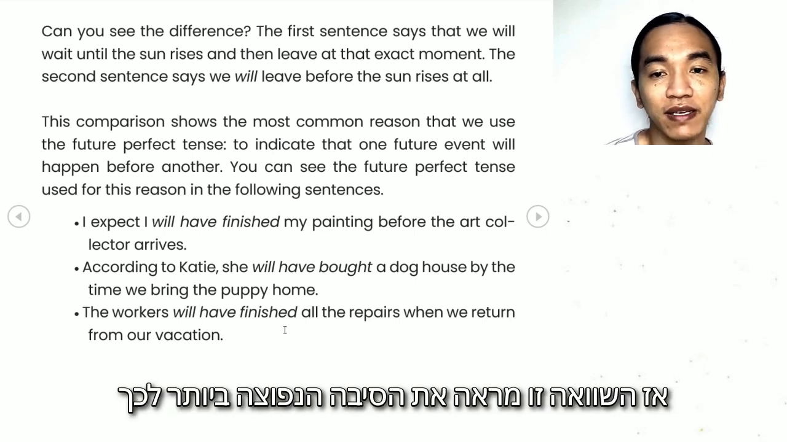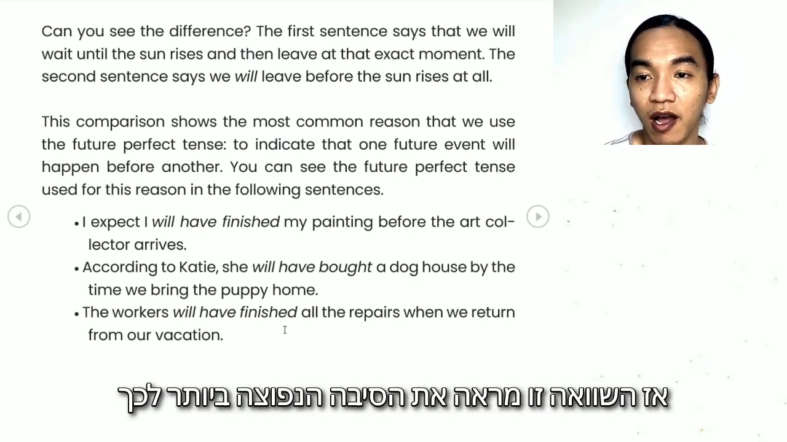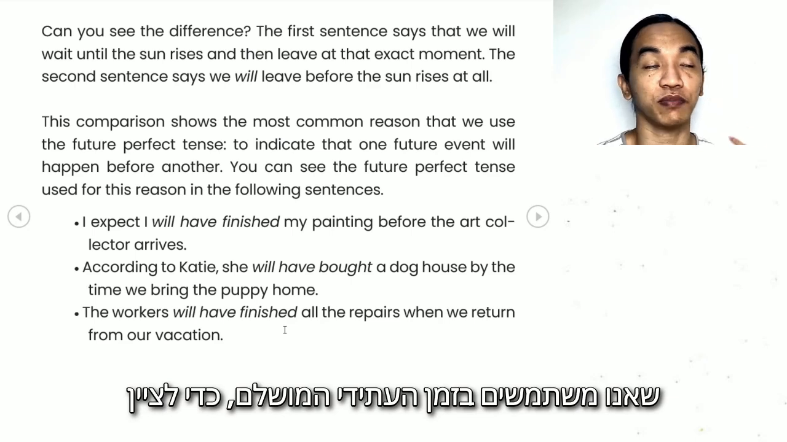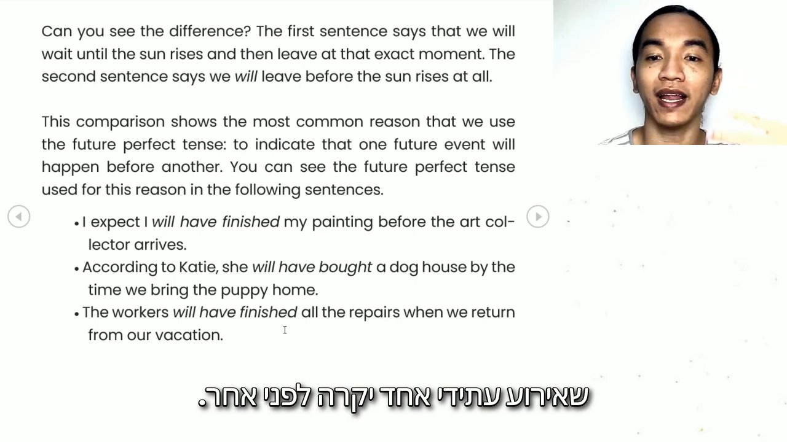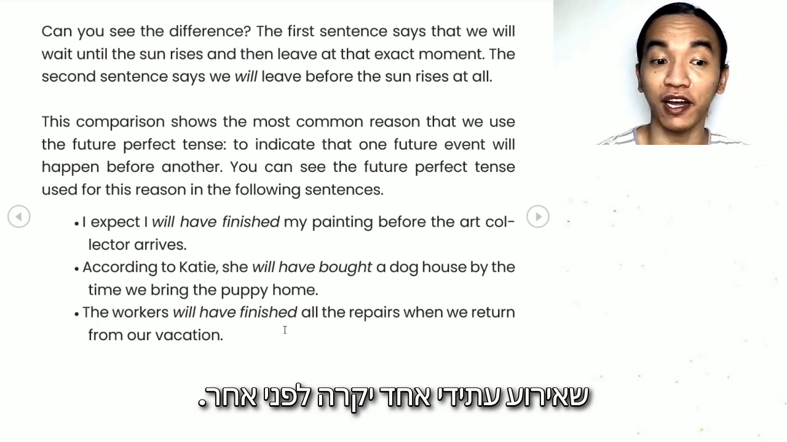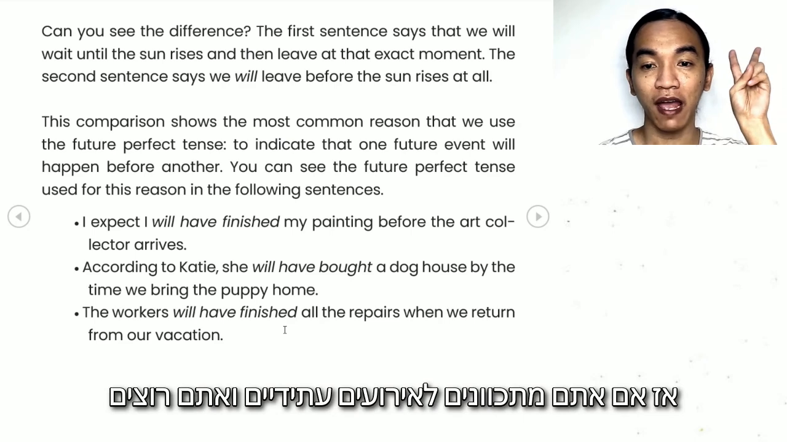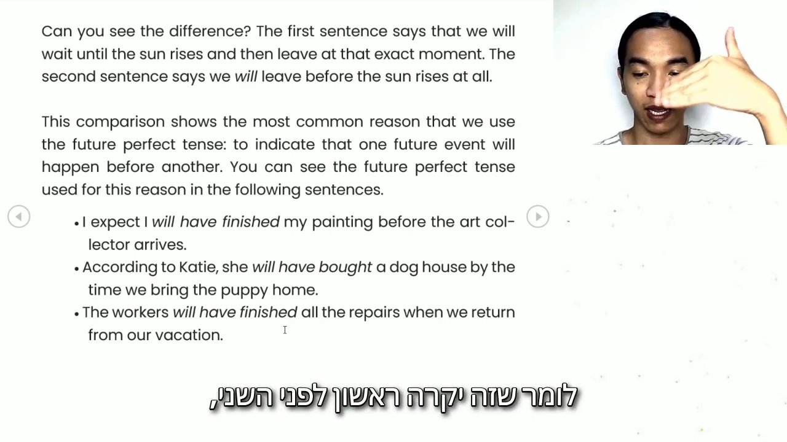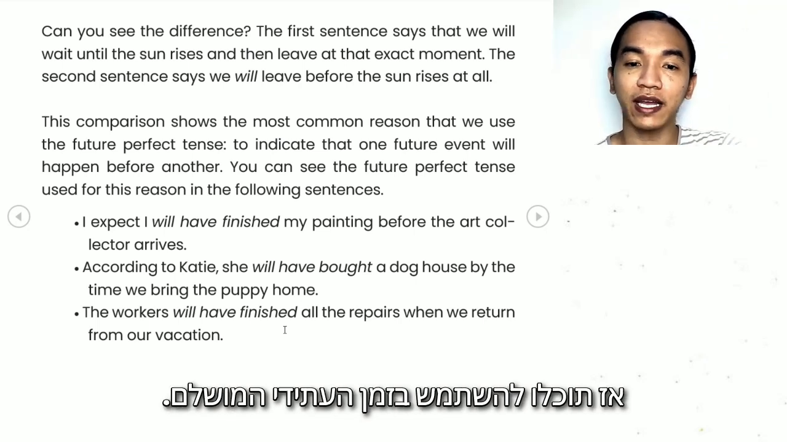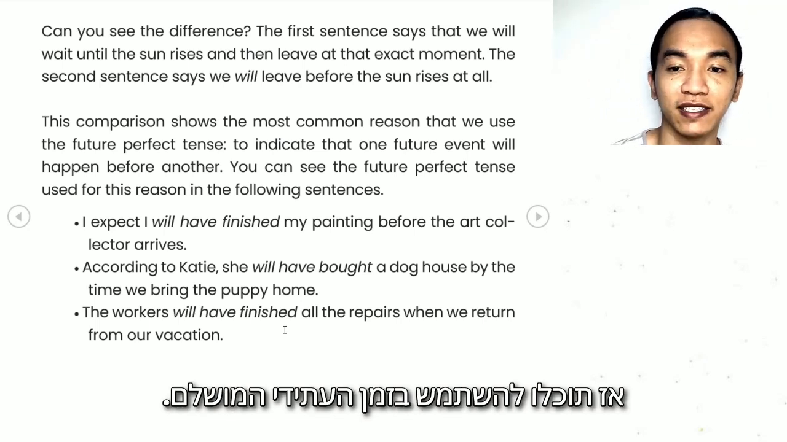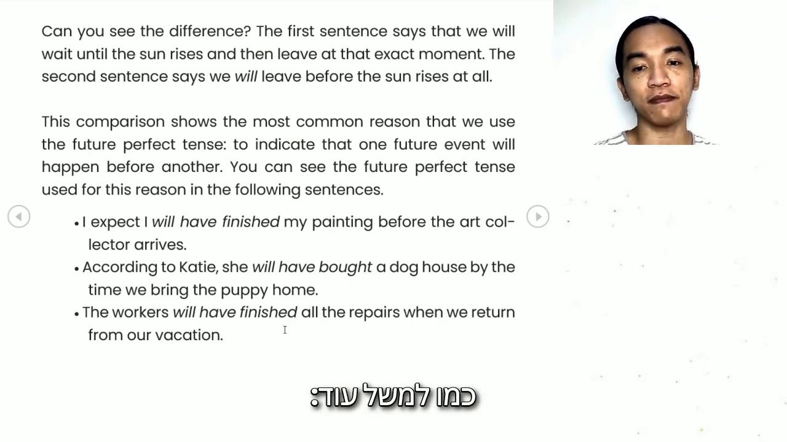So this comparison shows the most common reason that we use the future perfect tense: to indicate that one future event will happen before another. So if you are referring to future events and you want to say this one will happen first before the second one, then we can use the future perfect tense. Okay? Like for example, more.